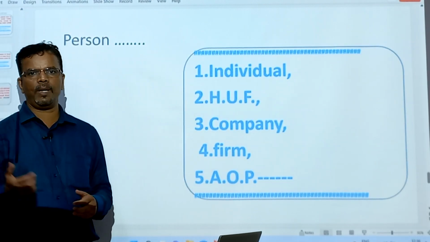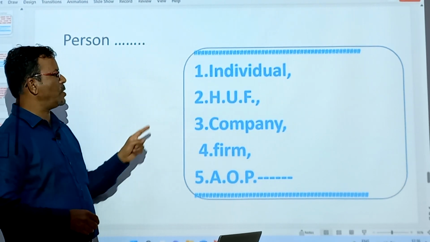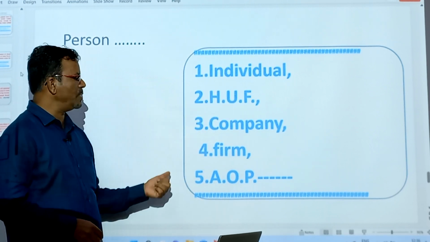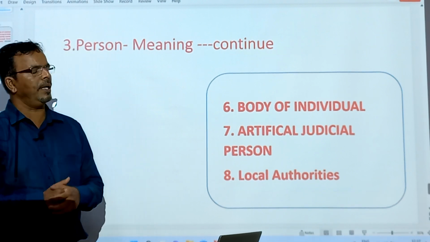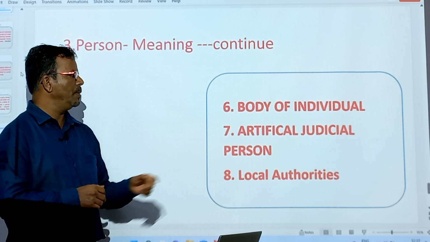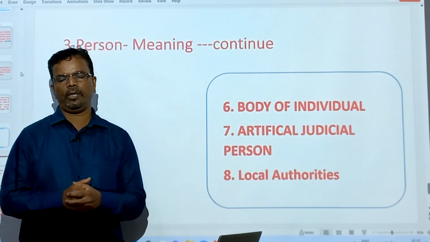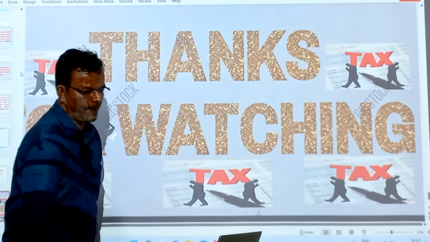Let me revise one by one. Under the person, first is individual, second is Hindu undivided family, third is company, fourth is firm, fifth is AOP, that is Association of Persons, sixth is body of individuals. After that, artificial juridical person, and last, local authorities. So, these are all the technical terms coming under person.